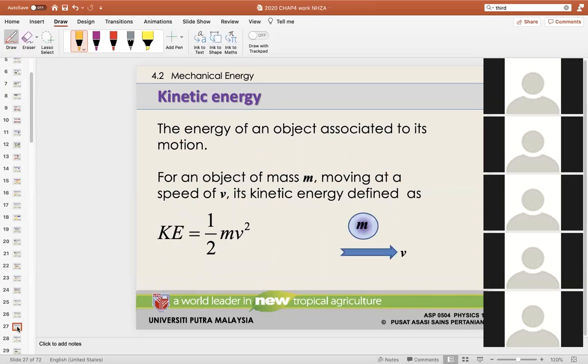Okay, so the energy of an object is associated with its motion. We know that kinetic energy is 1/2 mv squared. I'm sure you have seen this, whereby m is mass and v is velocity. So KE, kinetic energy is 1/2 mv squared. Just a little recap for you there.